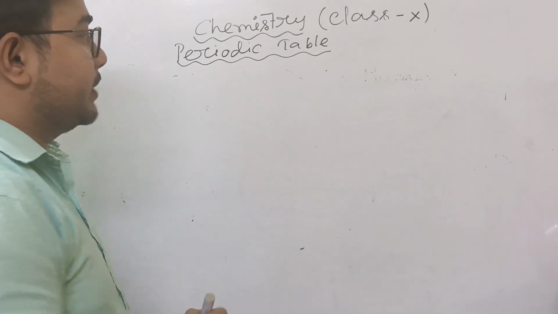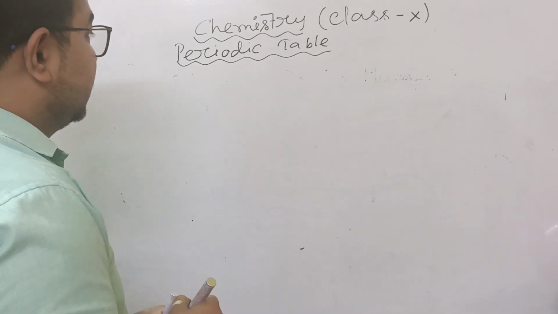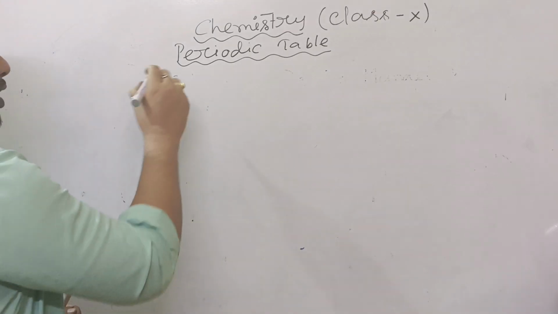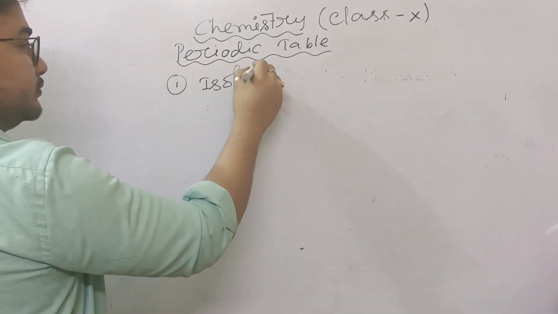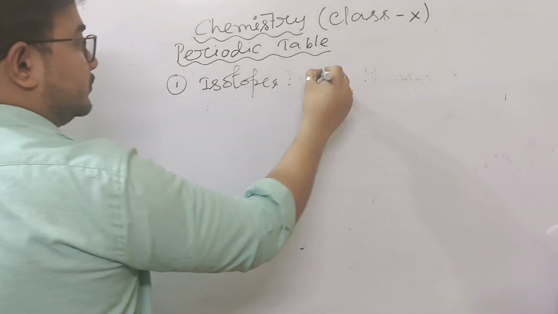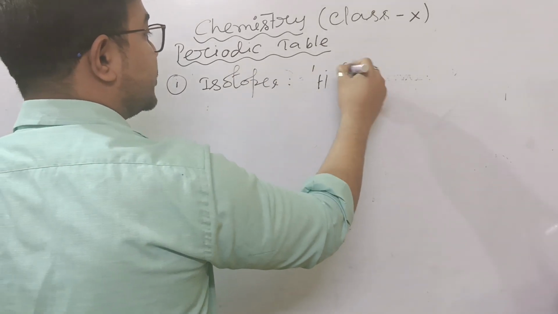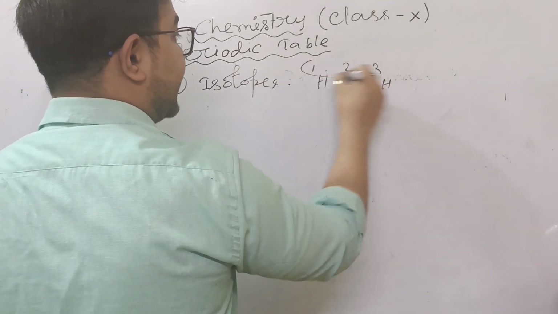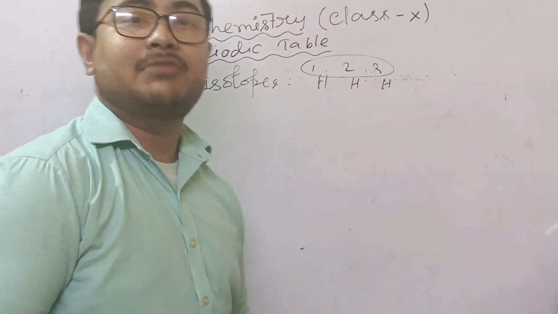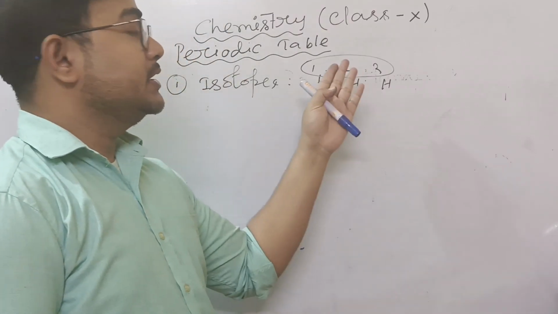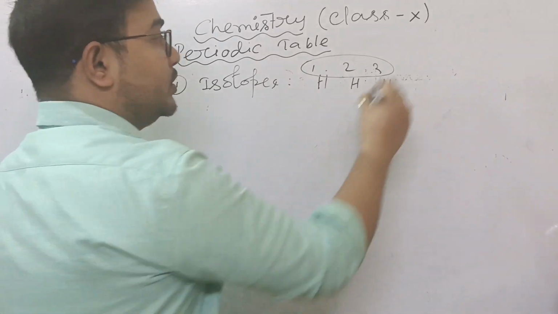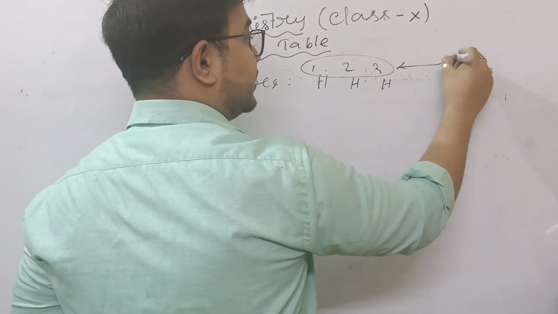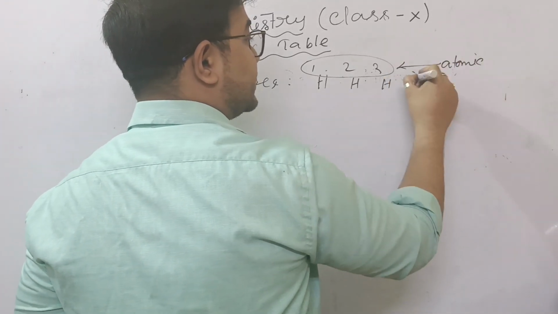Mainly these are the two drawbacks. Now, the most important drawback is first isotopes. Hydrogen 1, hydrogen 2, hydrogen 3. Since hydrogen has 3 different masses, we need 3 different positions, because Mendeleev arranged the elements in increasing order of their atomic masses.